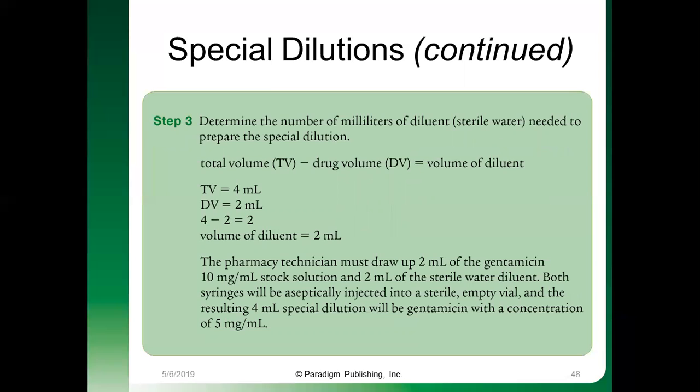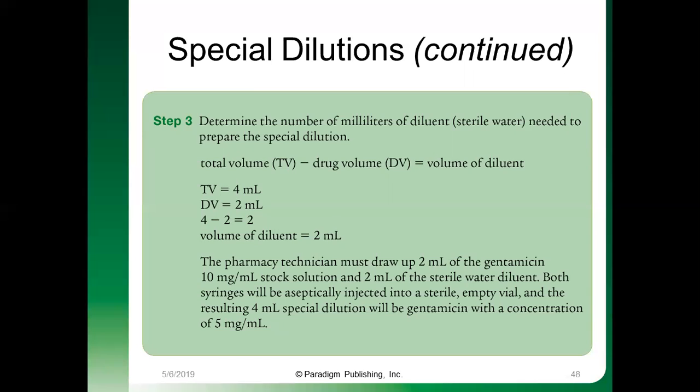Now determine the volume of diluent, sterile water, needed to prepare that special dilution. The total volume minus the drug volume is equal to the volume of diluent. We know that the total volume we want is 4 mLs. The drug volume from the concentration we have on hand is 2 mLs. So we subtract 4 minus 2 equals 2. The total volume of diluent is 2 mLs.